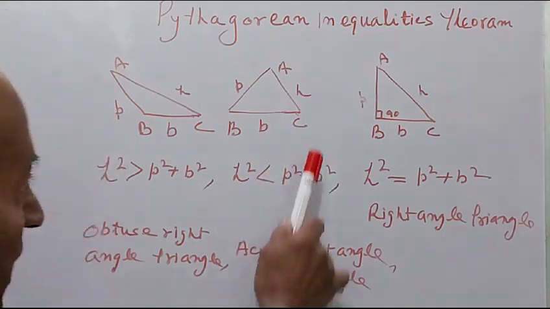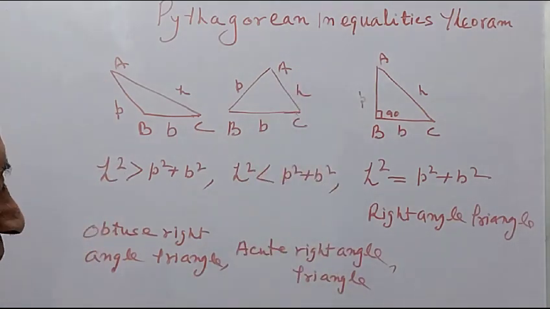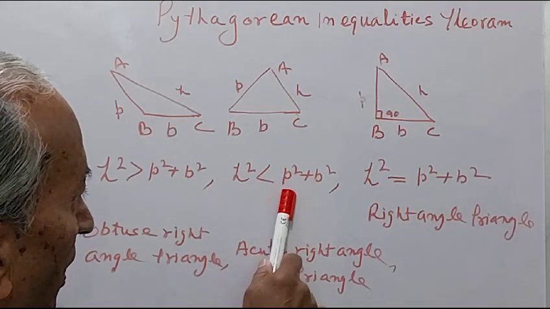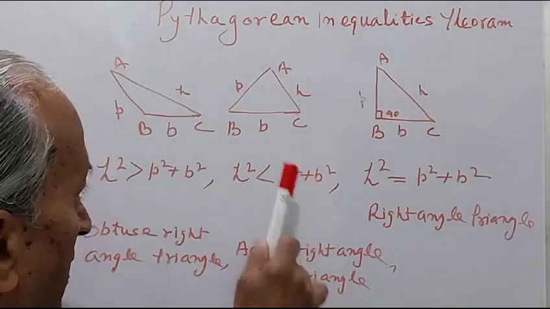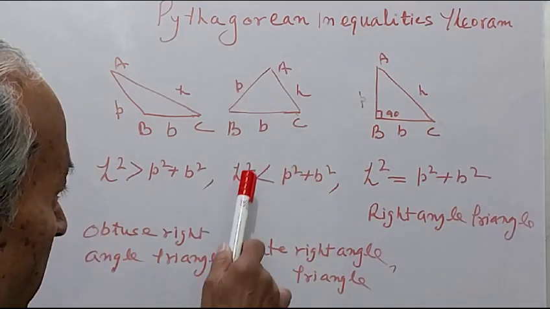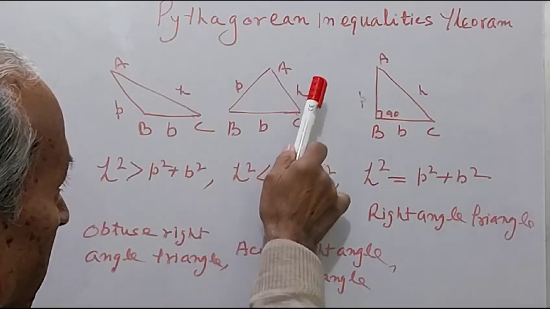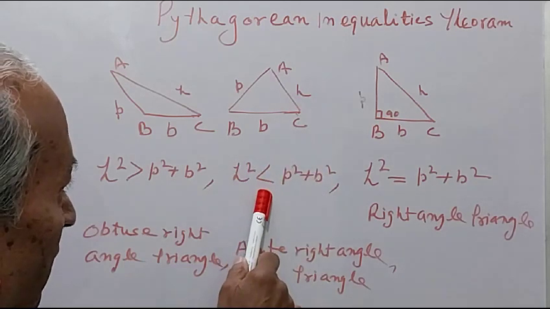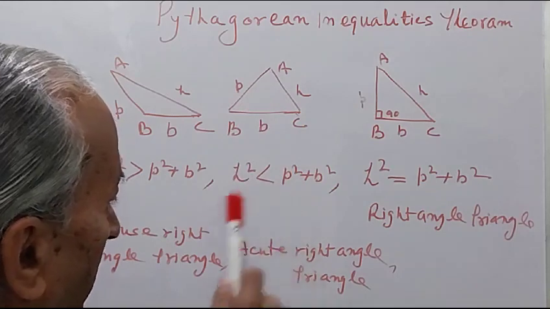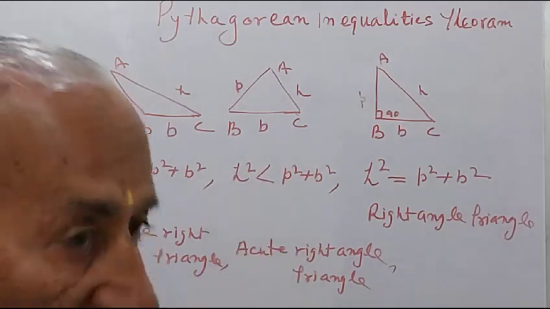So in this case, if the hypotenuse square, h square, is less than the sum of the squares of the other two sides, the perpendicular and the base, then it is known as an acute angle triangle.